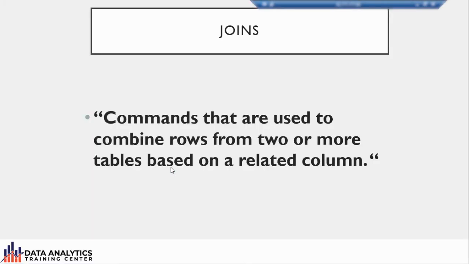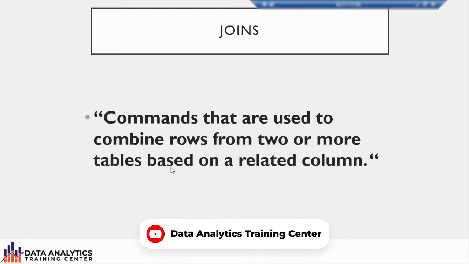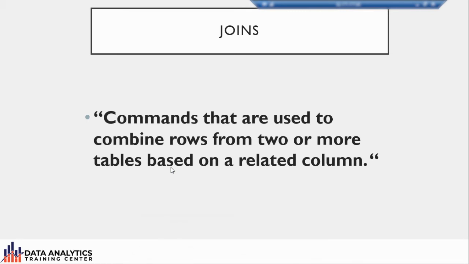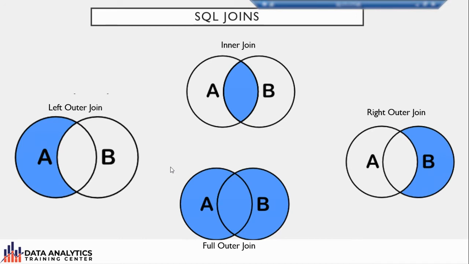So what are joins? Joins are essentially commands that are used to combine rows from two or more tables based on a related column. The reason why we want to use joins is that we need a data set that we can only acquire by using two or more tables. There are a number of different kinds of joins. We have the inner join, and then we have outer joins. Those are the two categories. And of the outer joins, we have left, right, and full.